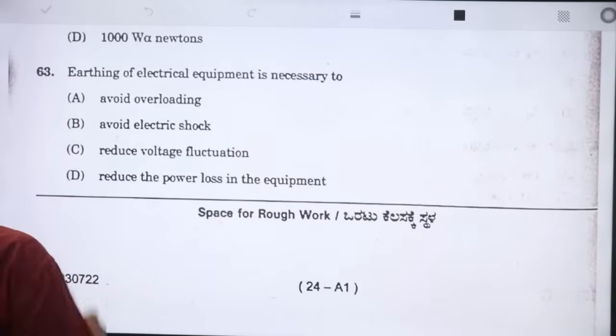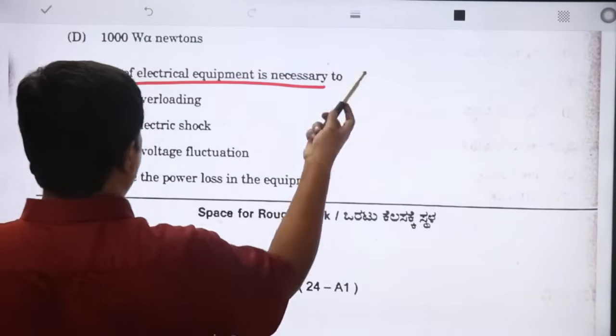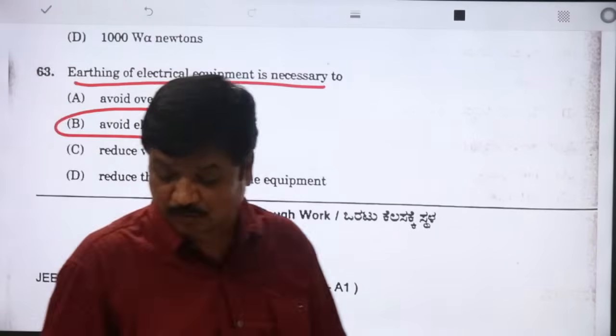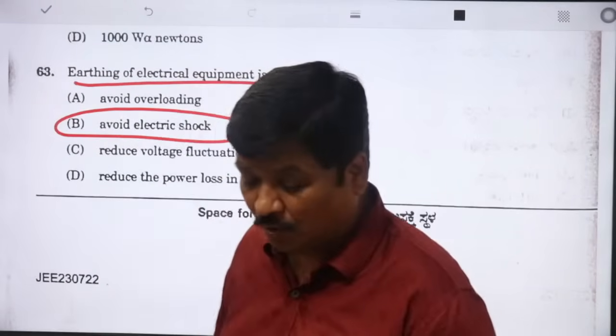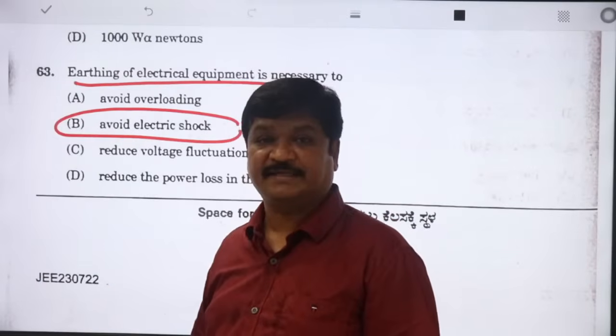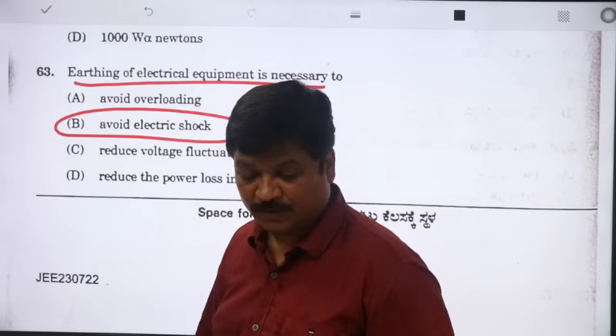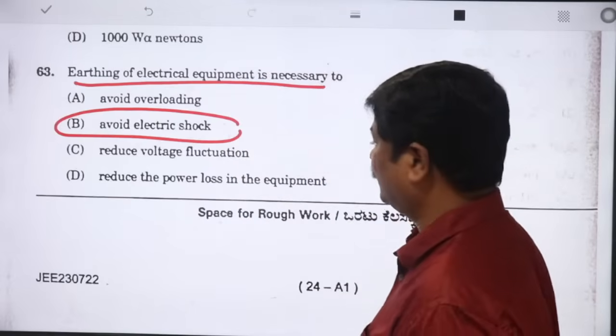What is earthing for? It's a generalized question. To avoid electrical shock. Earthing is done to avoid electrical shock. For overcurrent, we have to write fuse. dI by dt is not a fuse. For the previous question, somebody has given that answer. That's why I am telling.